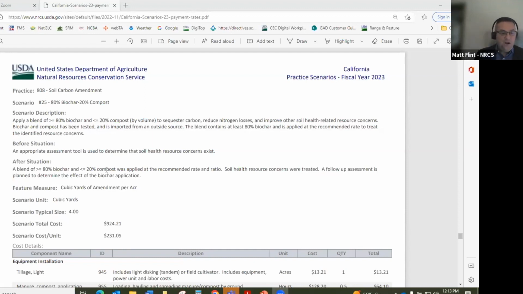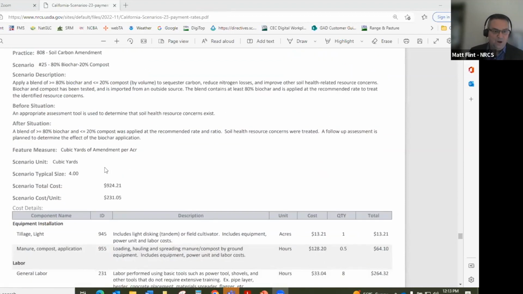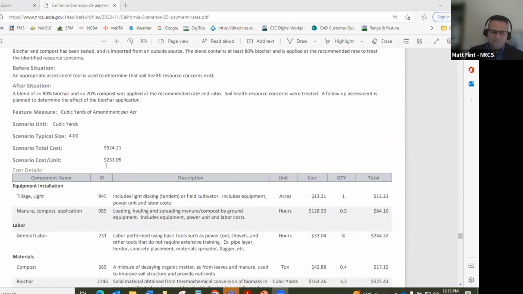The total scenario cost for 4 acres of treatment is $924.21 on a per cubic yard basis. If you divide 924.21 by 4, you get 231.05 per cubic yard. The next part of this is the cost details.